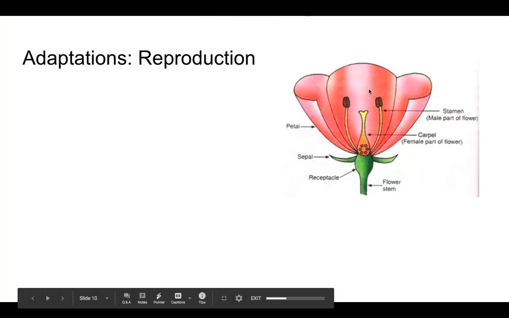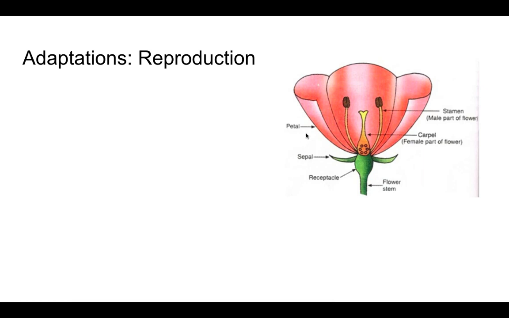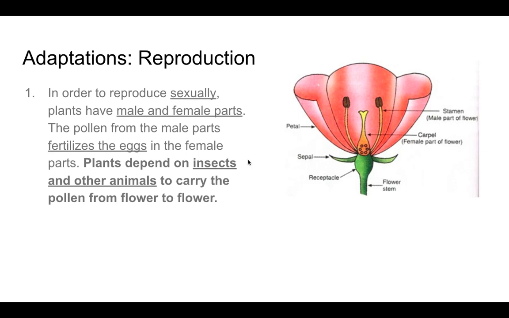Okay, we're back. We stopped off at looking at this diagram of a flower, which is an adaptation plants have in order to increase their chance of passing their DNA on to the next generation of plants. So in a flower, you have male and female parts, often in the same flower, and the pollen will fertilize the egg in the female part.